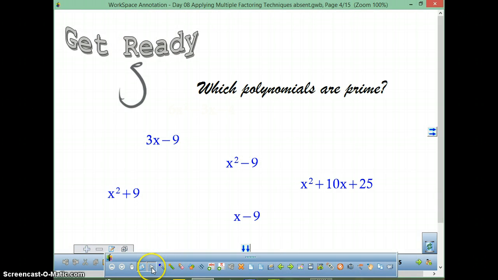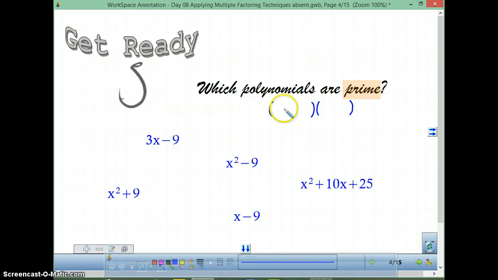Which of these polynomials are prime? Here's the word prime. What does prime mean? Prime means that it cannot be factored. If a polynomial can be factored, what does factored mean? It means that it can be split into parts that are multiplied by each other. Okay? Factors get multiplied by each other.